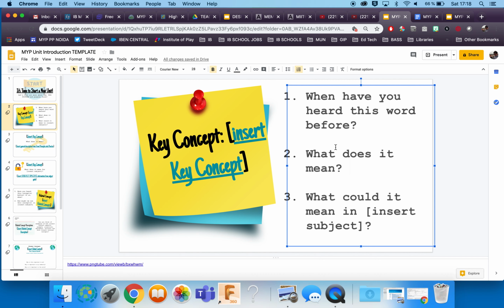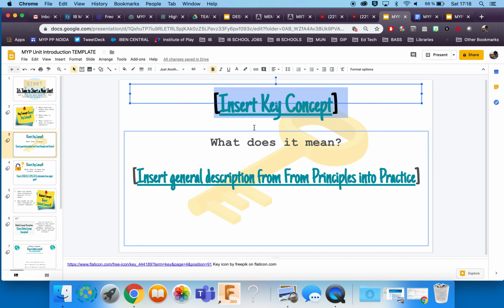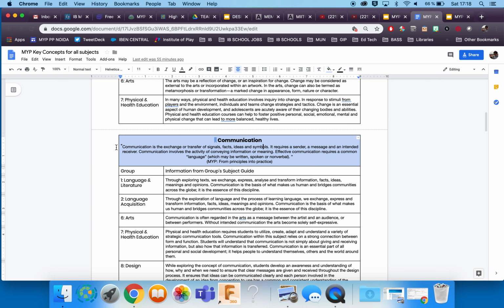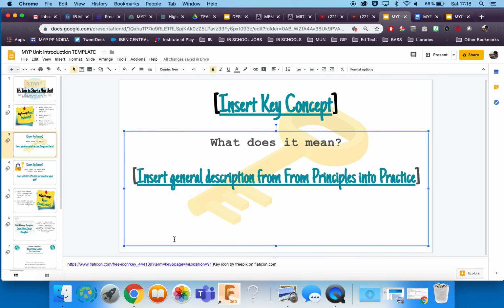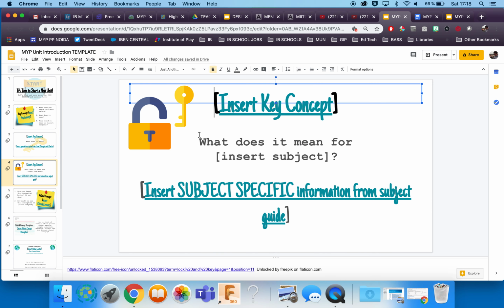Trying to come up with a definition, etc. What I then will do is have systems, for example, and then that description From Principles into Practice. So a reminder that is this first part up here. And then we can discuss that. So I have a key here, but the next one is how the subject unlocks it. So then I put the key concept and then the subject-specific information.